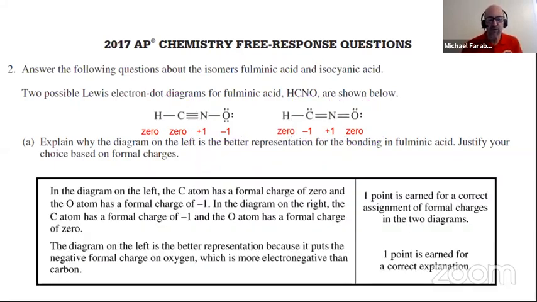Here are the official scoring guidelines for that question. Students earned 1 point for a correct assignment of formal charges in the diagrams, and they earned 1 point for the explanation talking about a negative formal charge on oxygen, which is more electronegative than carbon. So make sure that you read the question carefully and answer what is being asked.